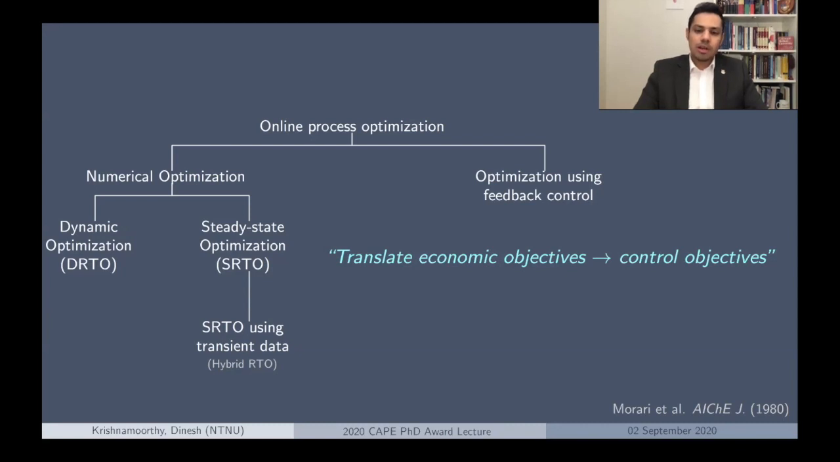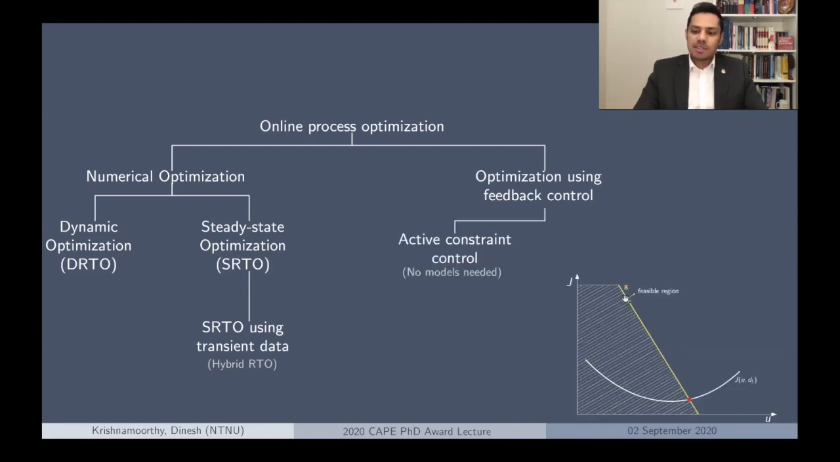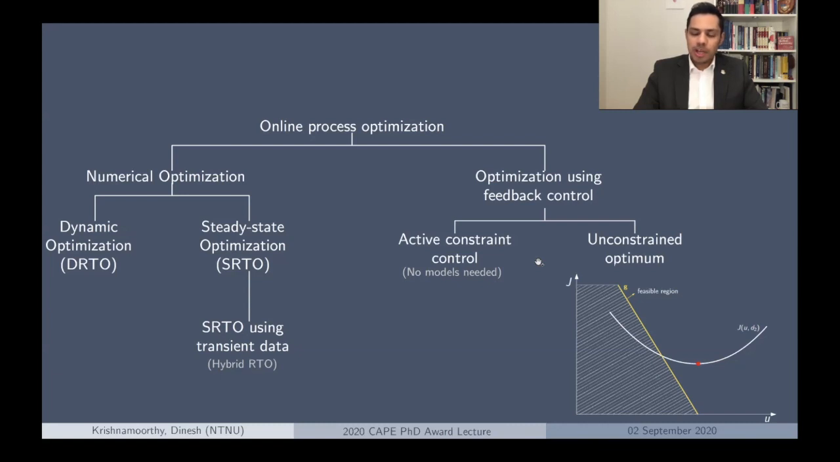So when we talk about translating the economic objectives into control objectives, one of the main questions that arises is, what should we control? If there are some constraints that are optimally active, then this is quite obvious. The simplest case would then be to control these constraints to their limiting value, such that we can achieve optimal operation. And this is known as active constraint control. Now, for the unconstrained optimum, this is not quite obvious, as it is not straightforward what we should control in order to translate the economic objectives into control objectives.